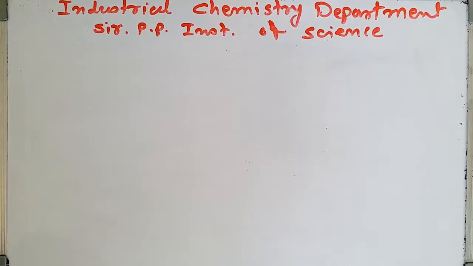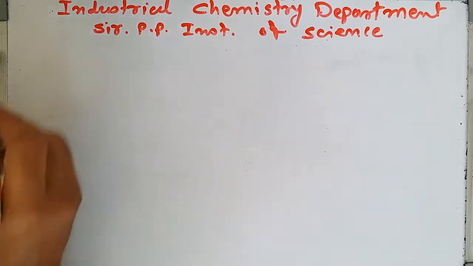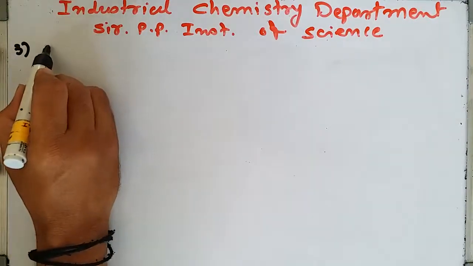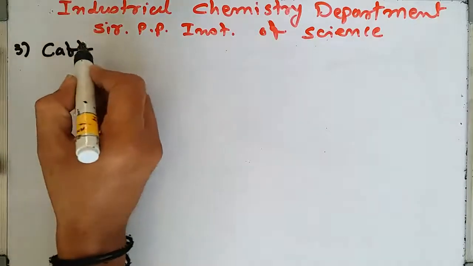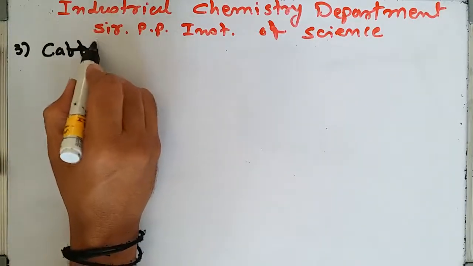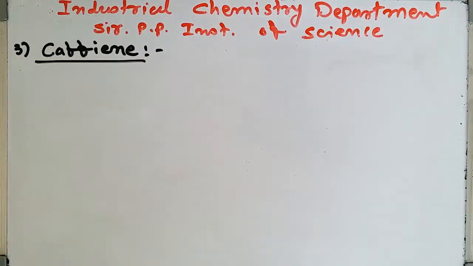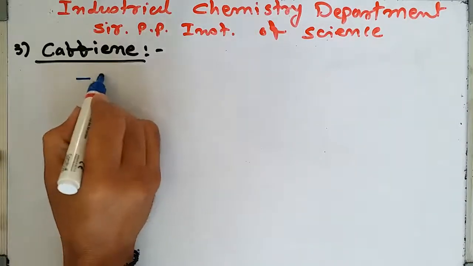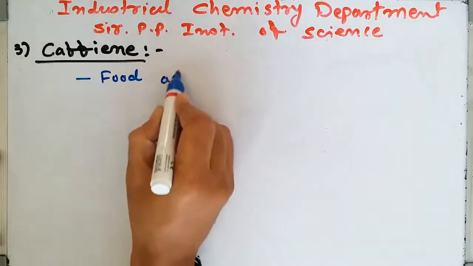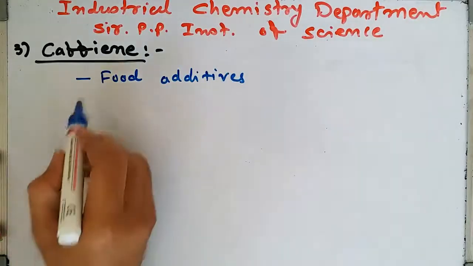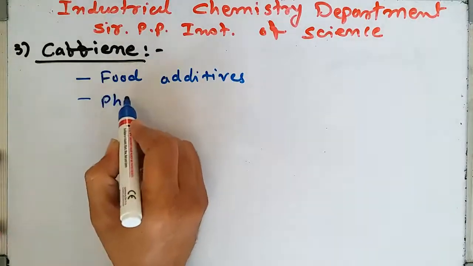Today we discuss the manufacturing process of our third compound according to our syllabus. The third one is caffeine. Caffeine is a general purpose food additive, and it is also used in the pharmaceutical industry.